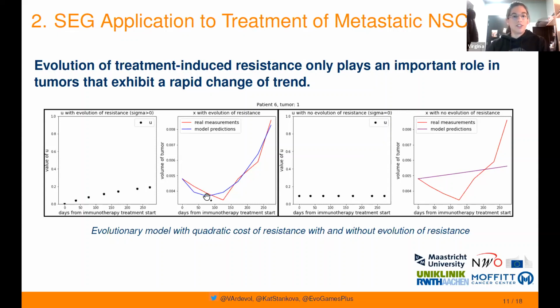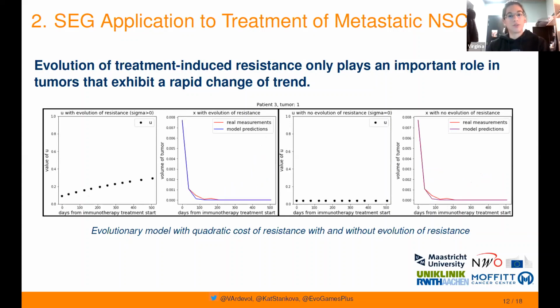So as you can see in this example, for tumors that exhibit a rapid change of trend, for example, that they initially respond to therapy and then they start growing again, the assumption of evolutionary resistance seems to actually play an important role. And then in tumors like this one that show a more constant and monotone behavior, it doesn't seem to play such an important role.